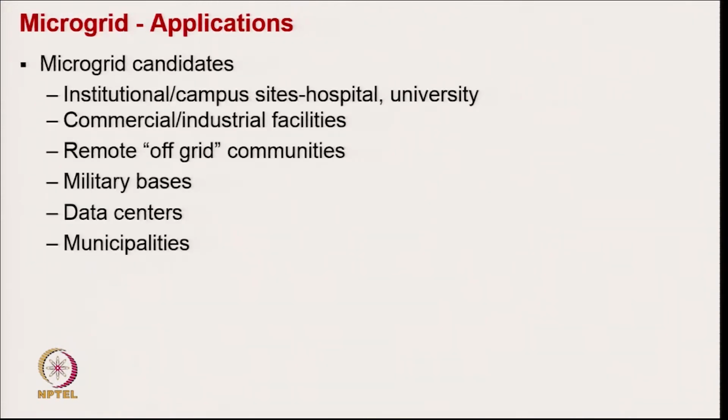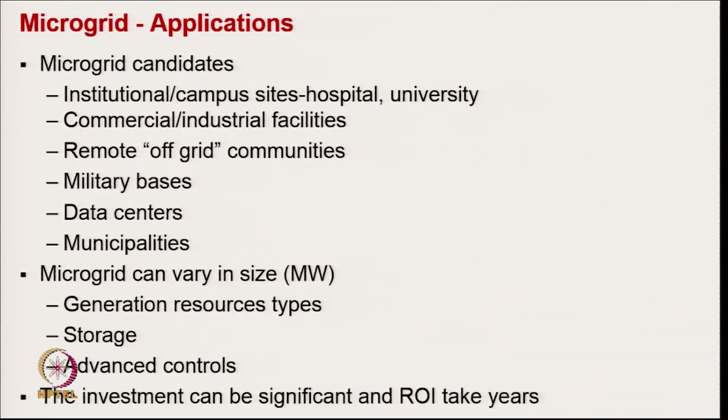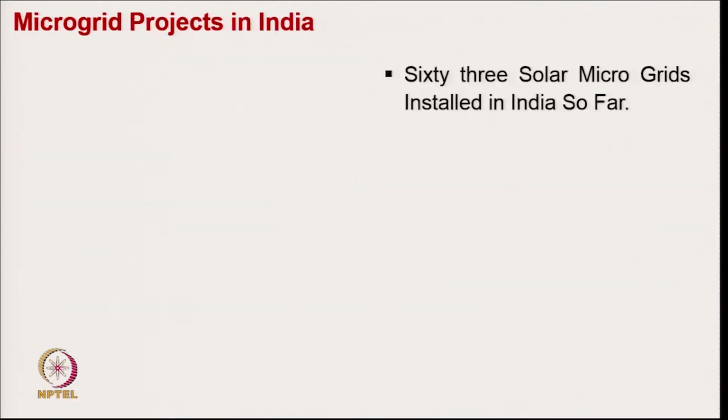The applications of microgrids: microgrid candidates include institutional campuses, sites like hospitals and universities, commercial and industrial facilities, then remote off grid communities, military bases, data centers and municipalities. A microgrid can vary in size from 3 kilowatts to megawatts, with generation resources, storage and advanced control. The investment can be significant, with return in years, and these are typical examples of microgrid, which normally have local generation with renewable energy sources.